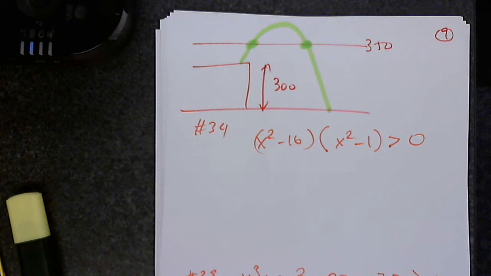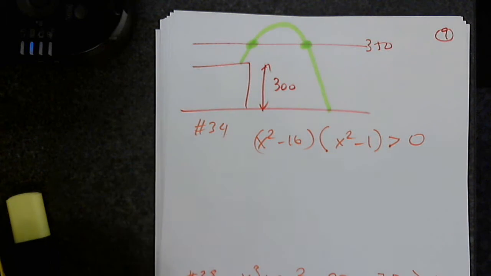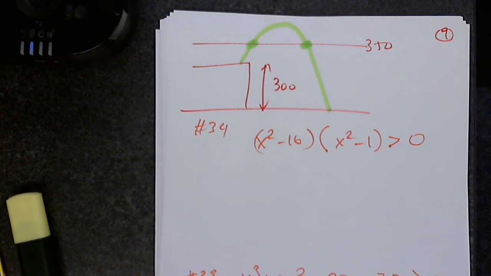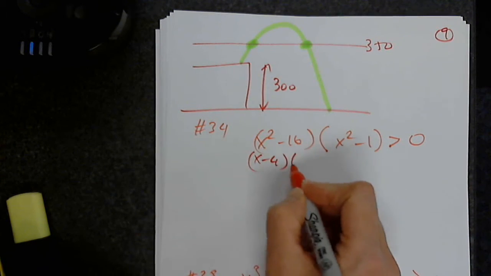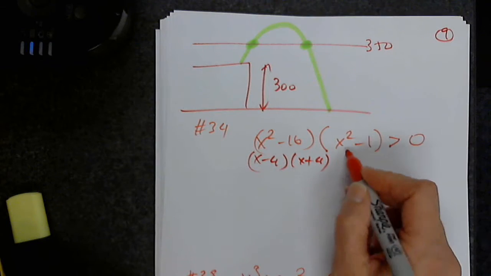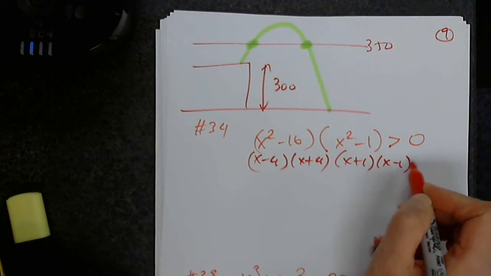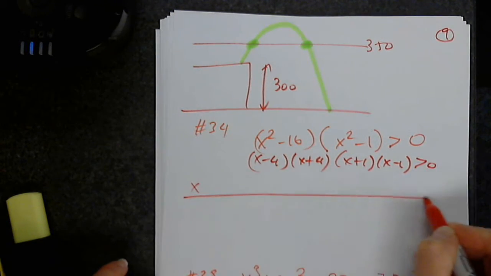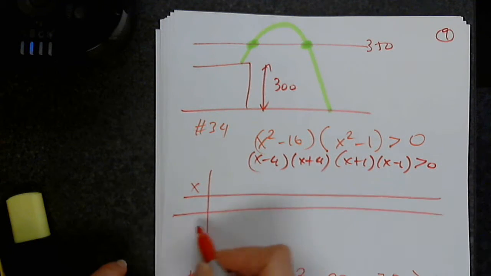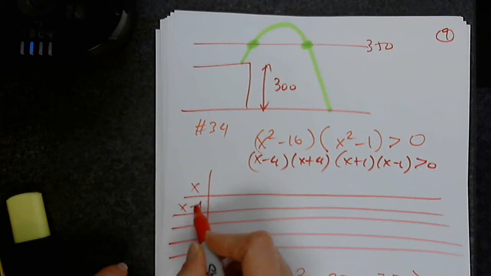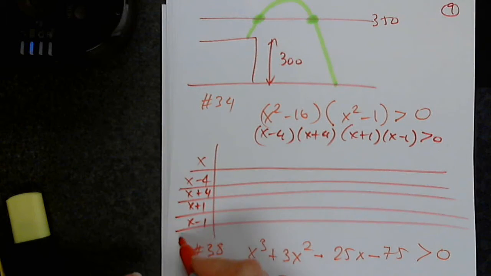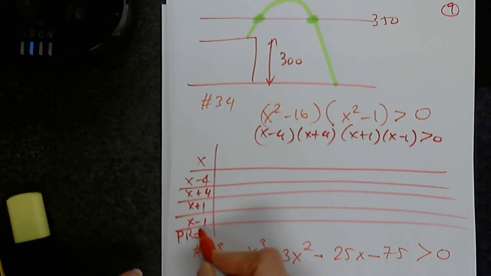Can we start? Okay. So obviously I will factor x squared minus 16 into x minus 4, x plus 4, and x squared minus 1 into x plus 1, x minus 1. And I'll say here I don't have enough room, product.